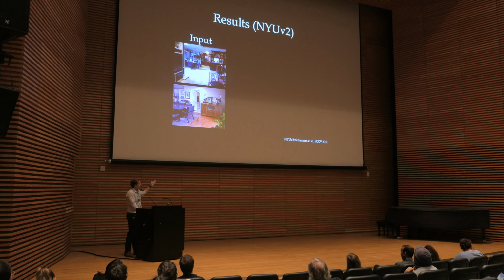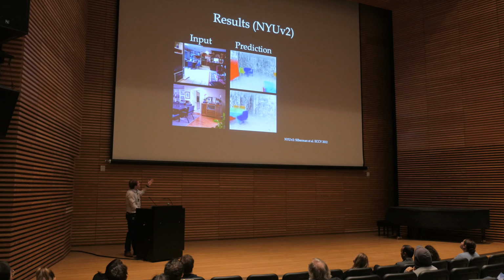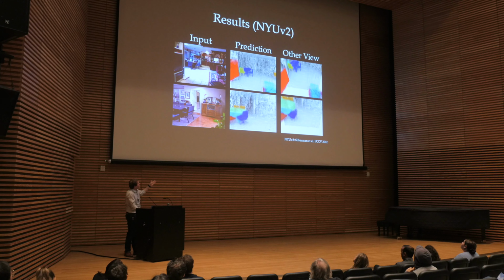Of course, right now we depend on enormous amounts of supervision for this. And so it's trained by synthetic images. But what we can do is we can actually transfer this to real world stuff. And so here we have images from this data set called NYU. And here's the output from a system. And here it is rotated from another view.